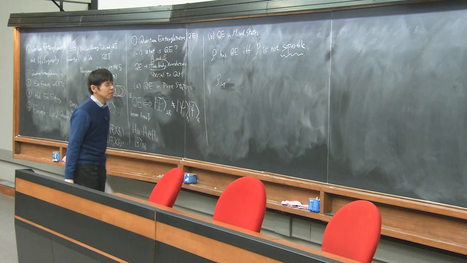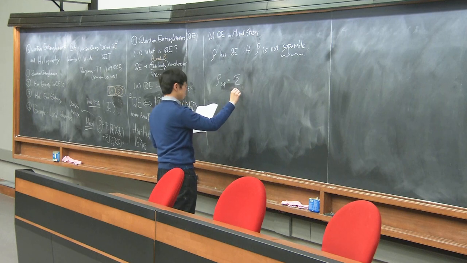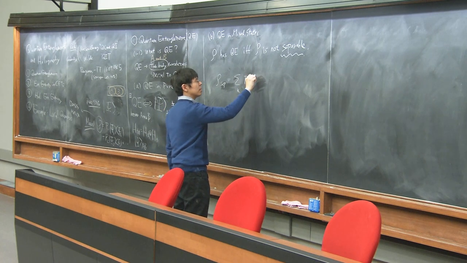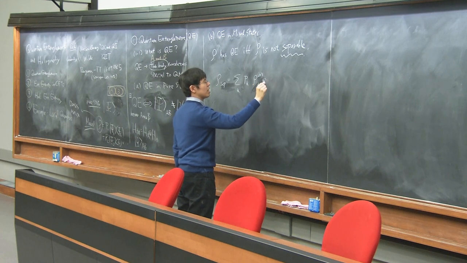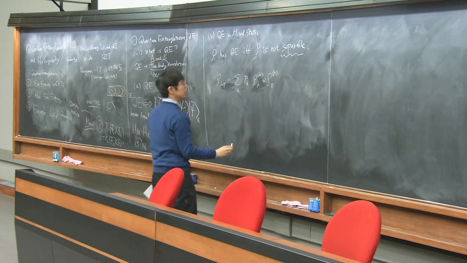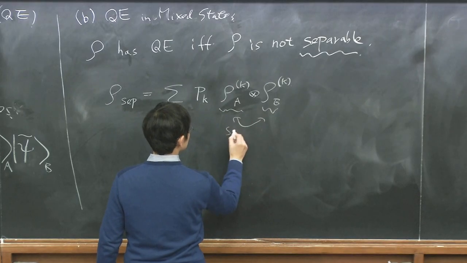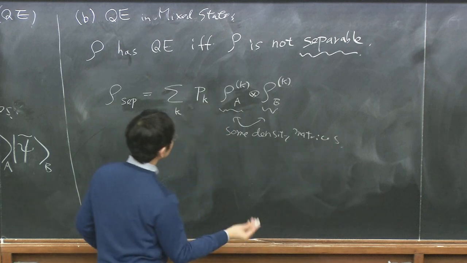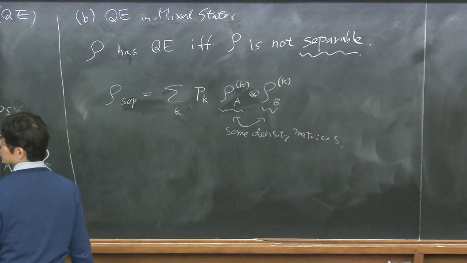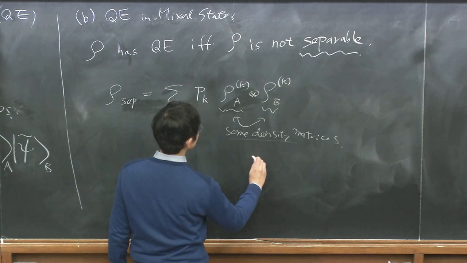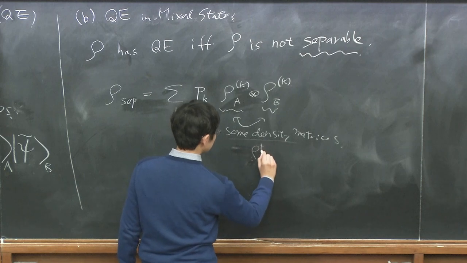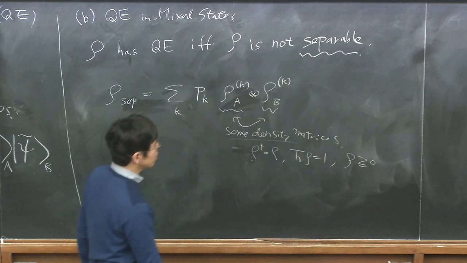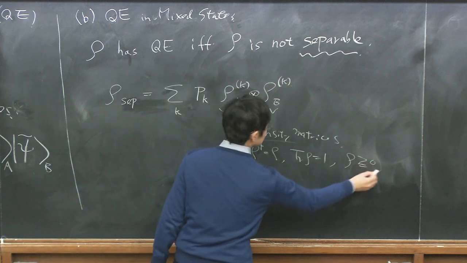we define the class of density matrices called separable. This can be decomposed in the following way. K is some discrete label, and there is some density matrix A and some density matrix B. These are both density matrices. We don't care about the details, just that they satisfy the density matrix condition: rho is Hermitian, self-adjoint, the trace of rho is normalized to be one, and rho should be non-negative. Eigenvalues should be non-negative.